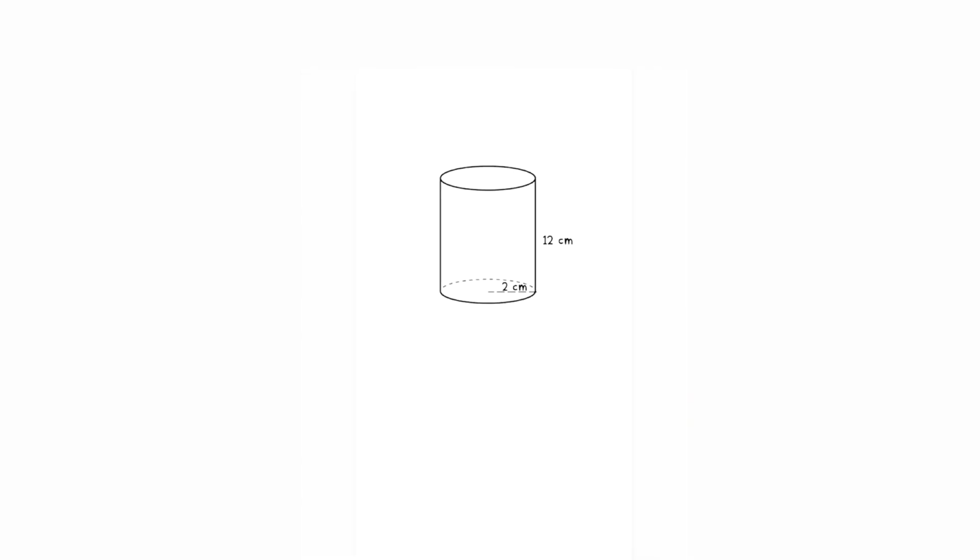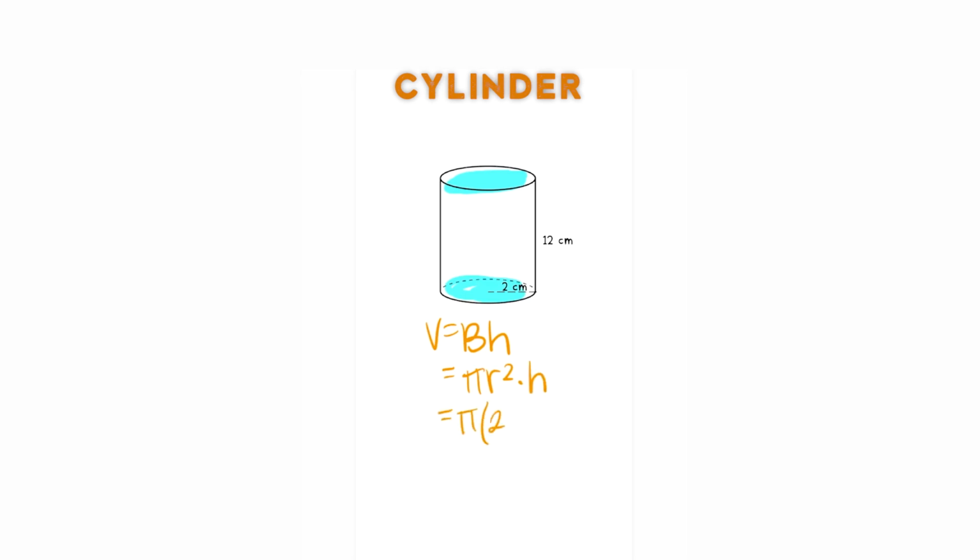Moving on to our last example is the cylinder, where the base is this circle through and through. And in this case, it's a circle with a radius of 2 that's been stacked 12 times. So the area for a circle is pi r squared. So we're going to do pi times 2 squared times 12. And that's a total volume of 150.8 cubic centimeters.